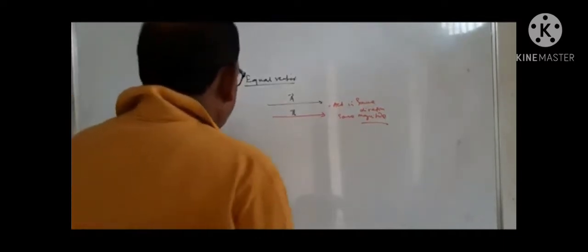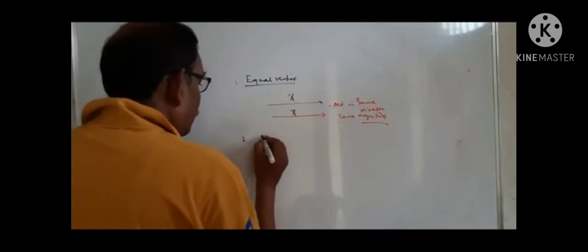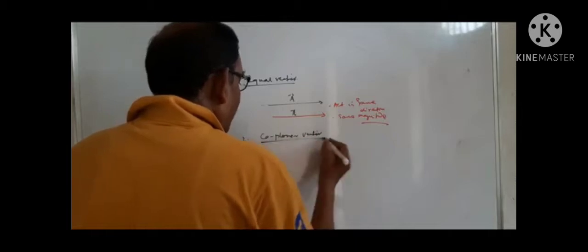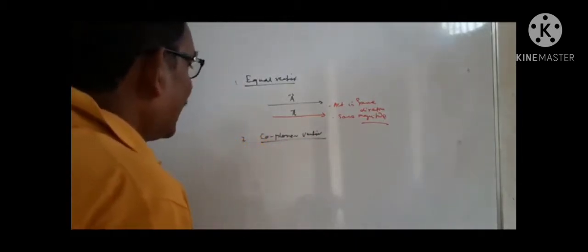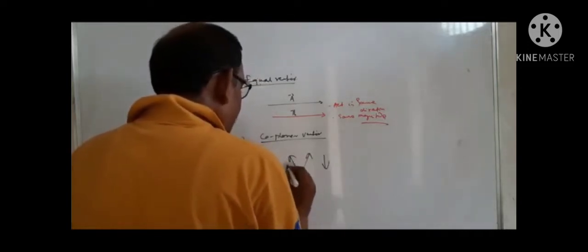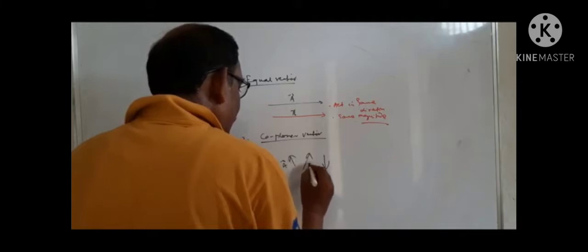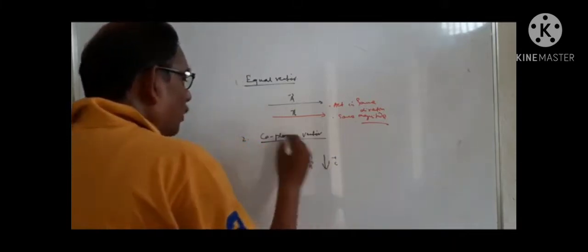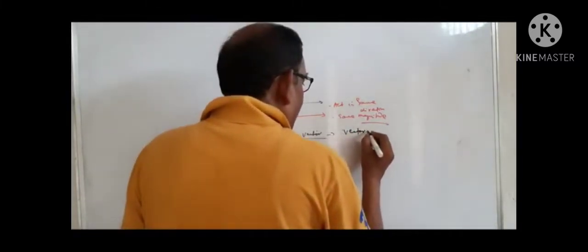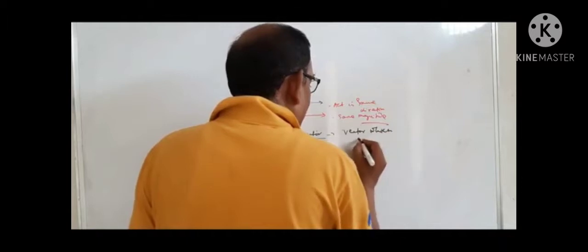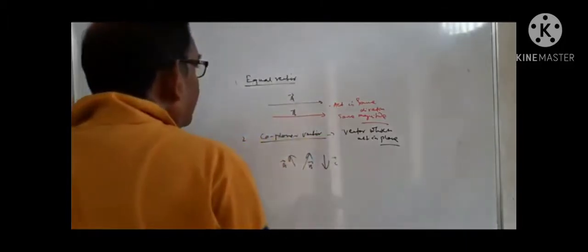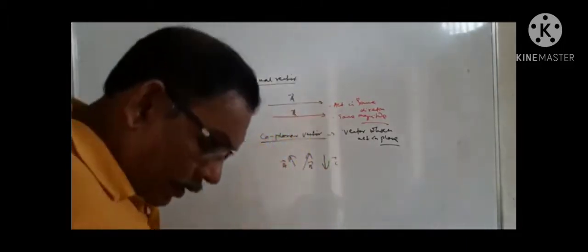Second one is coplanar vector. Vectors which act in a plane like this: vector A, vector B, vector C. These are coplanar vectors. Vectors which act in a plane or lie in a plane are called coplanar vectors.